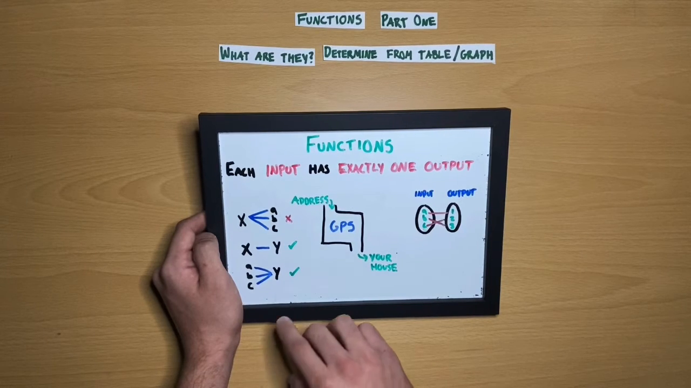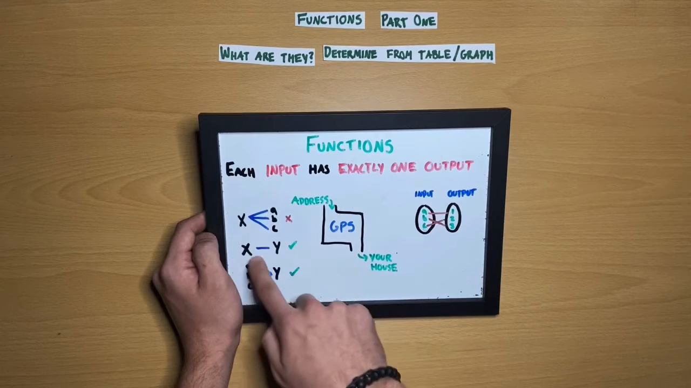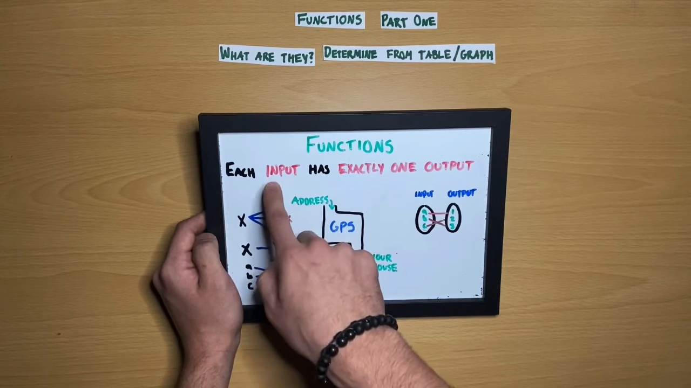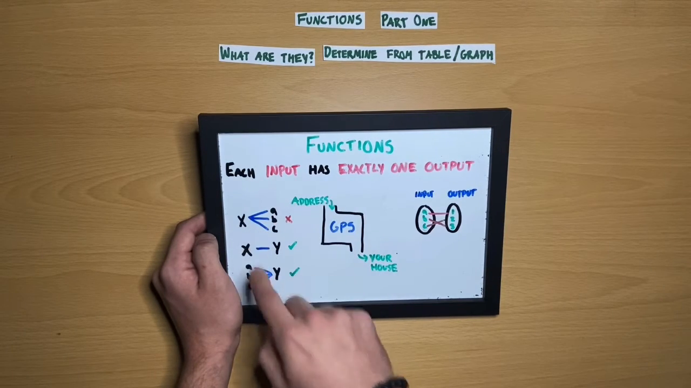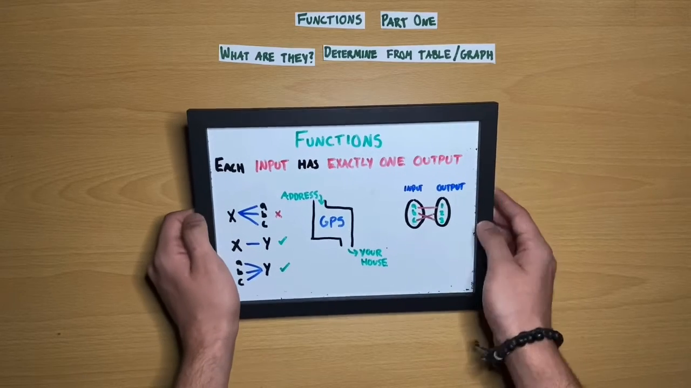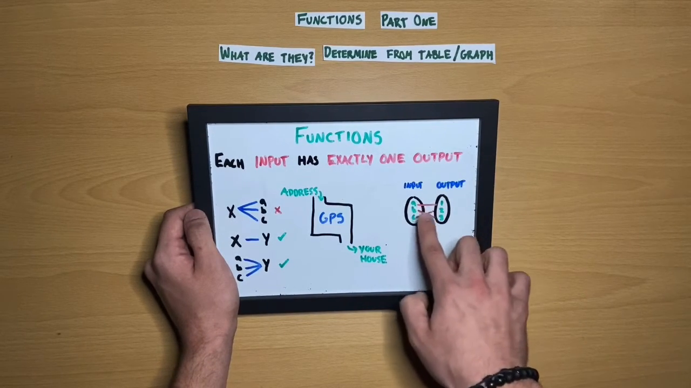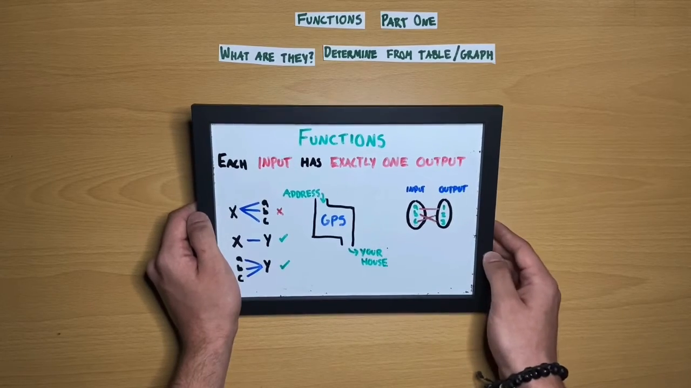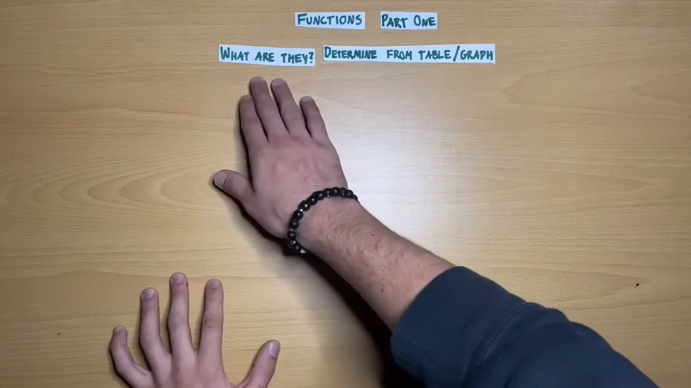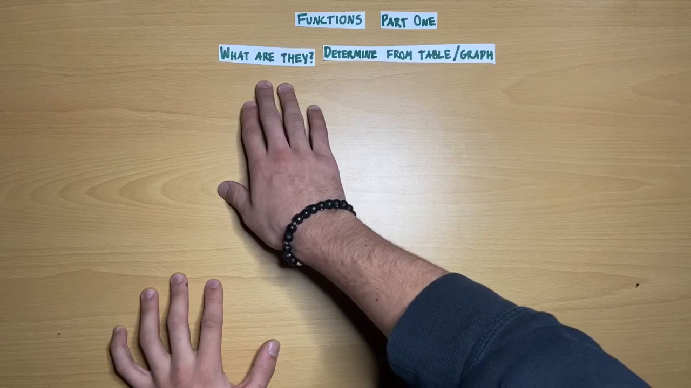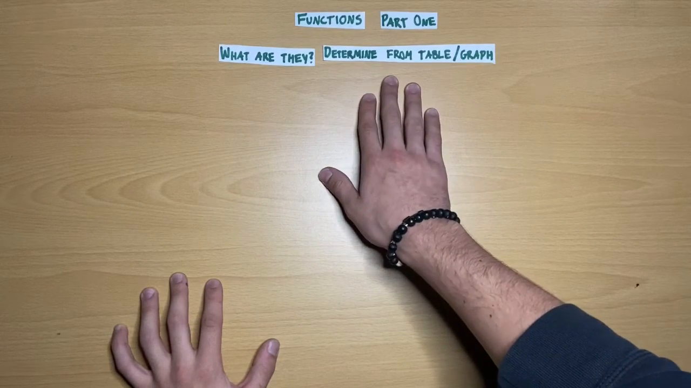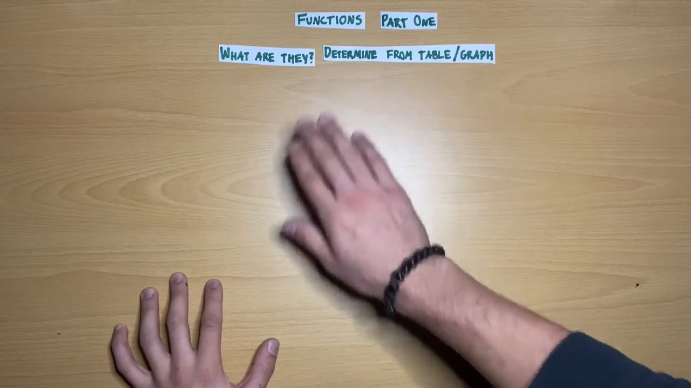Now, the most important thing is that you get this: each input has exactly one output. Sometimes you'll see this depicted like this, where each input goes to one output. So now we're going to take what we just learned about functions and see an example. We're going to determine if a table is a function or not.